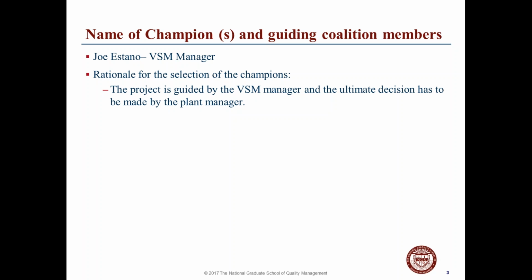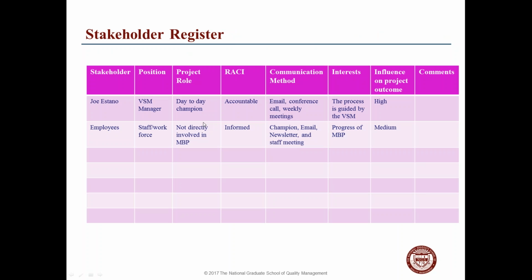The name of the champion and the guiding coalition member is Joe Ostano. He is the VSM manager. The rationale for the selection of the champion: the project is guided by the VSM, and the ultimate decision has to be made by the plant manager.